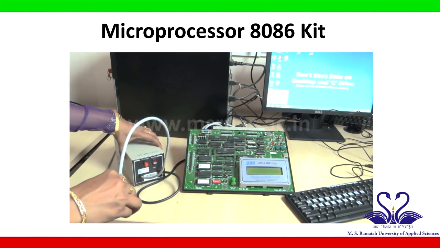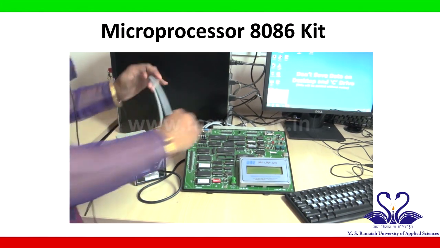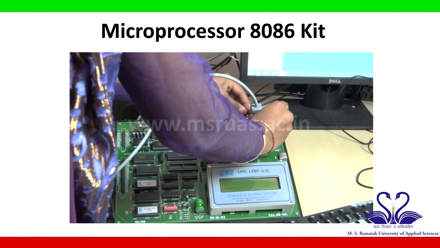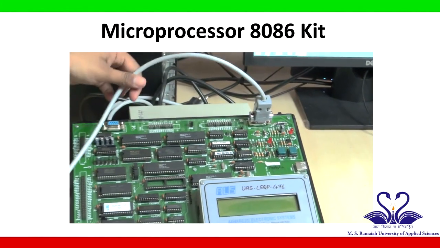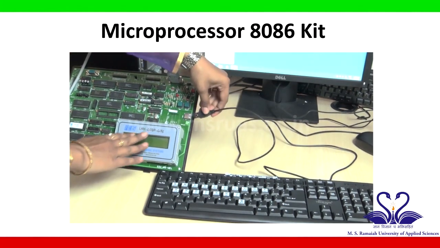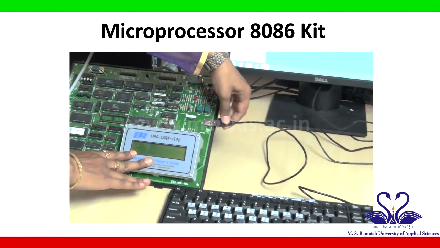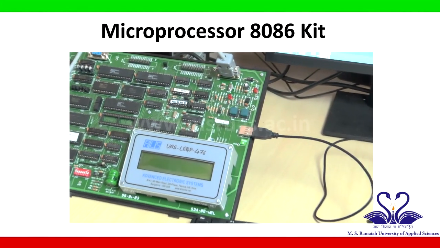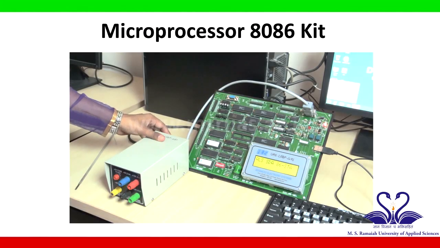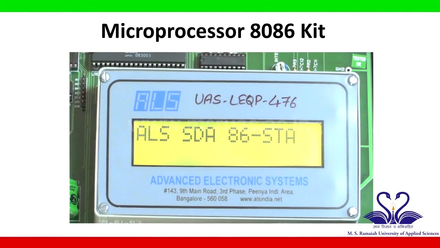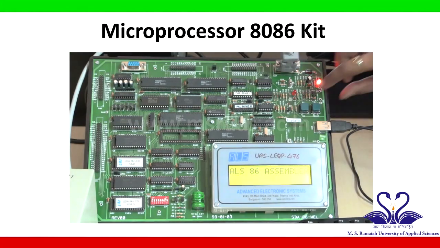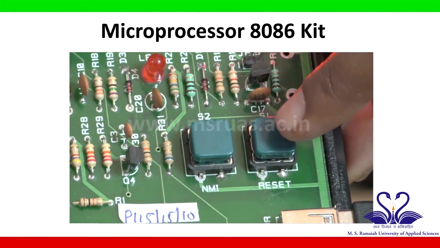Let us now connect the power supply to the microprocessor kit. Let us now connect the keyboard to the microprocessor kit. Let us now switch on the power supply. When you switch on the power supply, this message will be displayed. First, press reset in the kit.